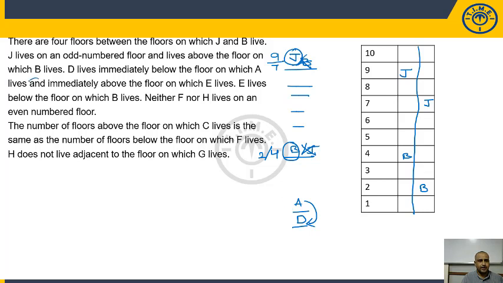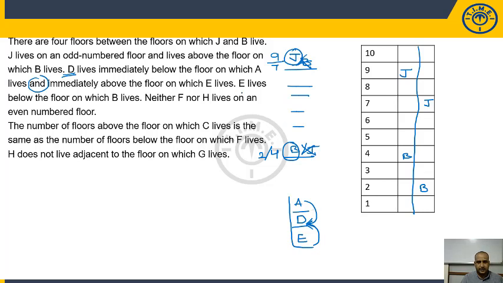And again we are talking about D. D lives immediately above E. So A, D, E should be on consecutive floors.